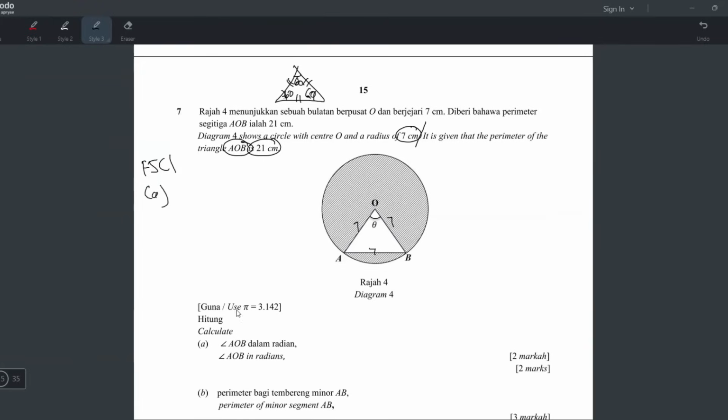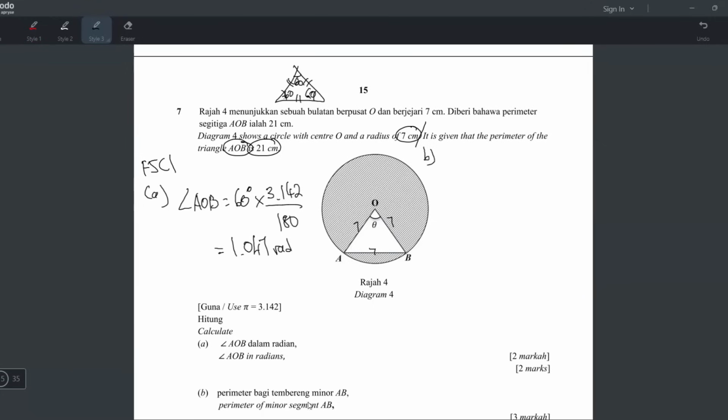And then question A asks to find angle AOB in radians. So how to find AOB? Just convert the 60 degrees to radians. So angle AOB is 60 degrees, but you want to convert to radians. So multiply by pi over 180. And for pi, they say use 3.142, so you just follow. And then when you multiply, you will get the answer 1.047 radian.